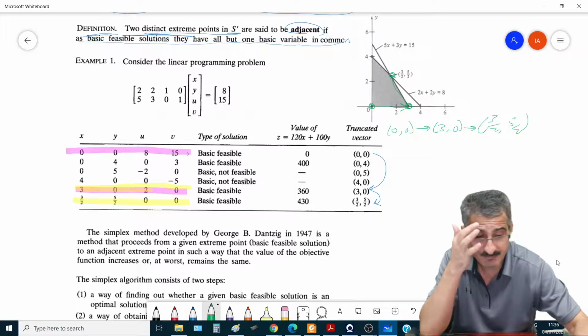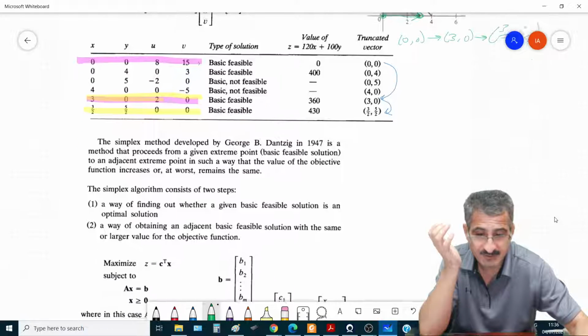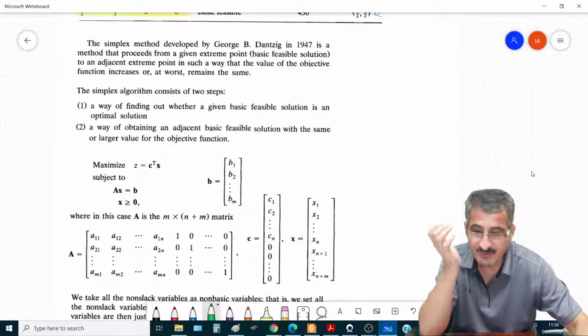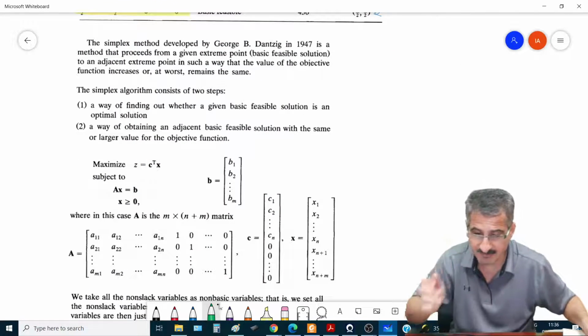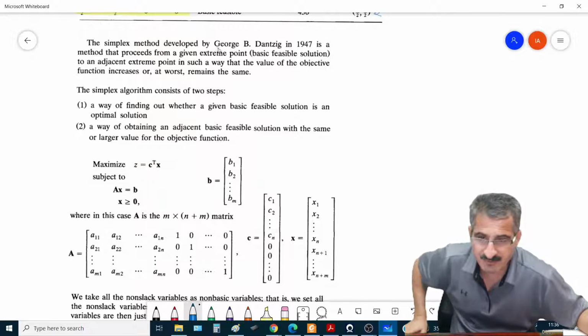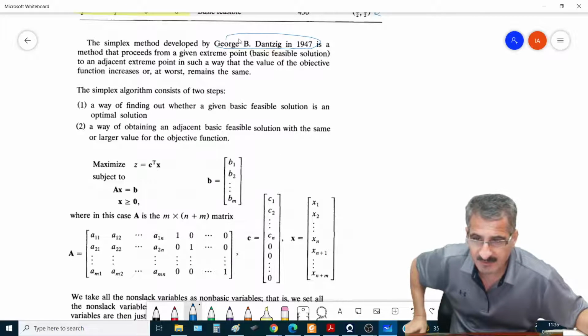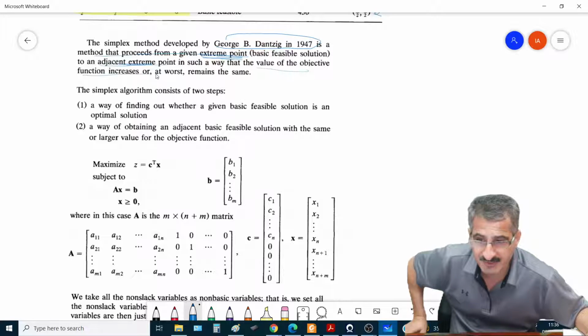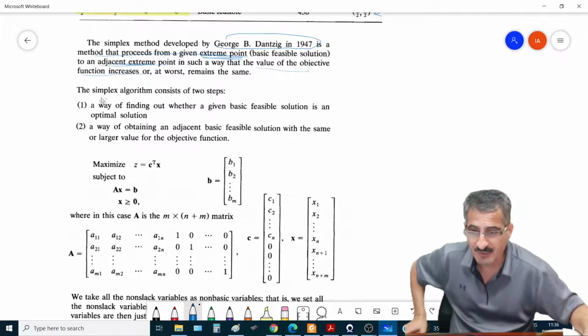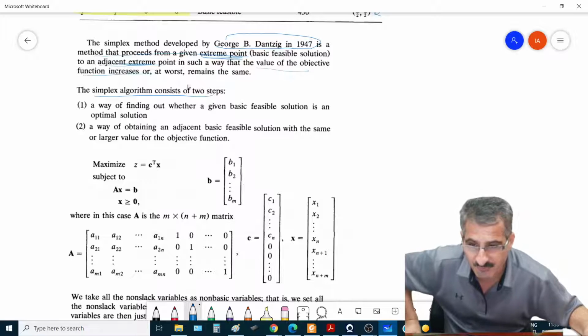If you want to understand what is happening, this is how the simplex method works. Okay, now let's see. Simplex method invented by this guy and proceeds from a given extreme point to another adjacent extreme point so that the objective function is increased. This is what I said. So the simplex algorithm consists of two steps.